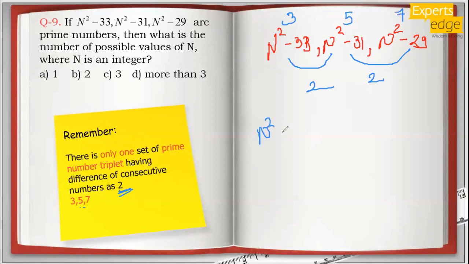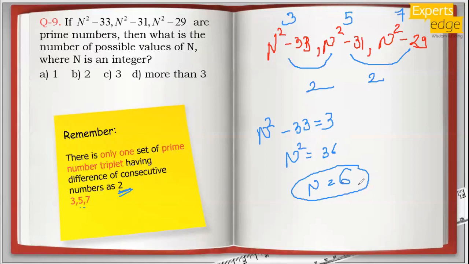n square minus 33 has to be equal to 3. That means n square should be equal to 36. So that means n will be equal to 6. So there is only one way out. So how many values can n take? It can take only one value, that is 6. Answer is 1.